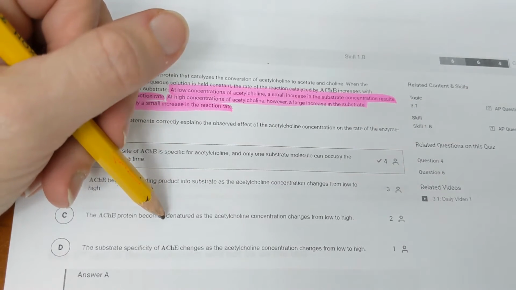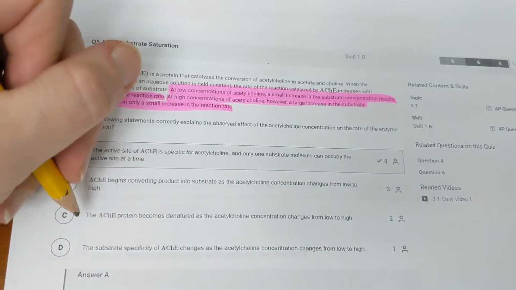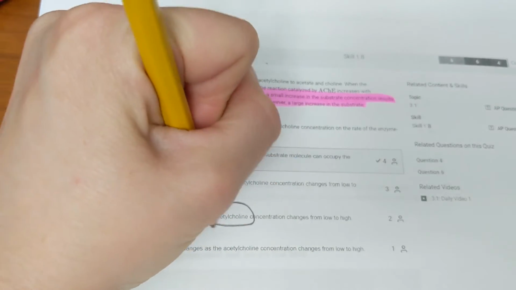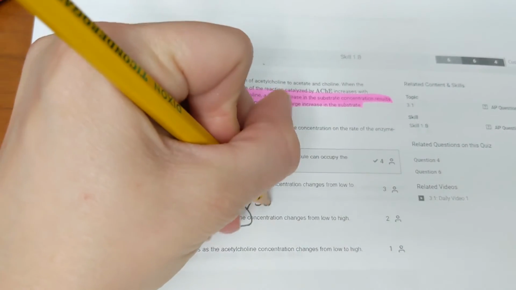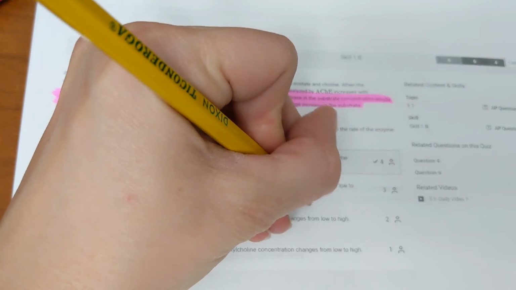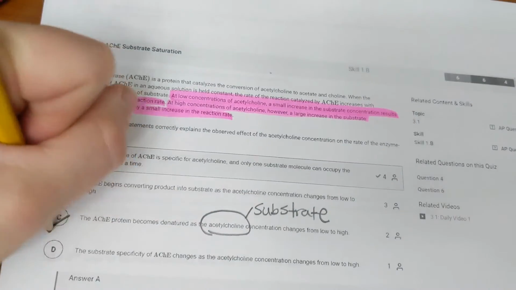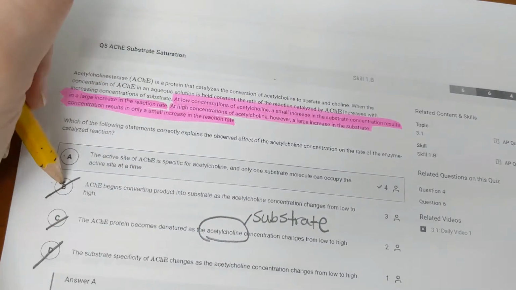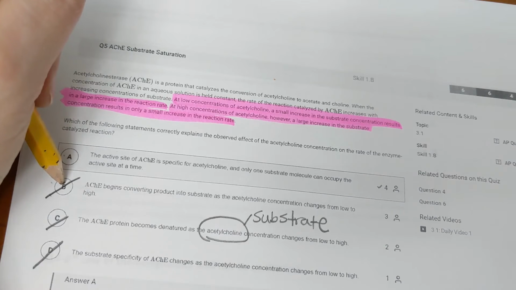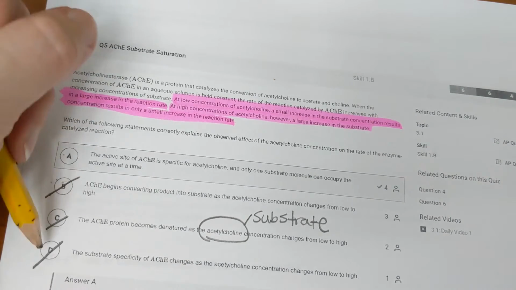It becomes denatured as the acetylcholine concentration changes from high to low. Remember, acetylcholine is your substrate, and a substrate is not going to denature your enzyme. The only two things that can denature your enzyme are heat and pH. And the activity levels can be changed by changes in temperature, pH, or the presence of an inhibitor or a stimulator. Your answer is A.